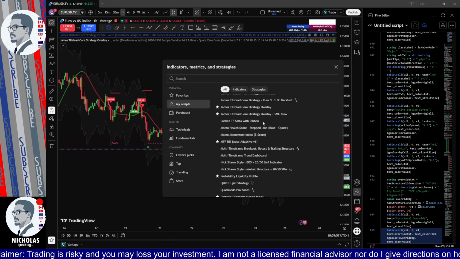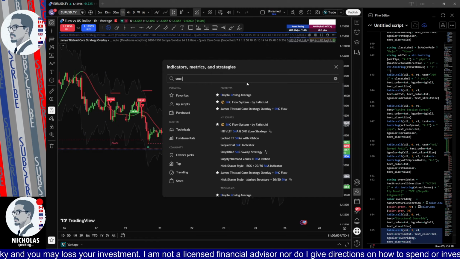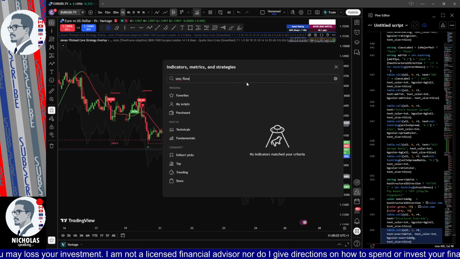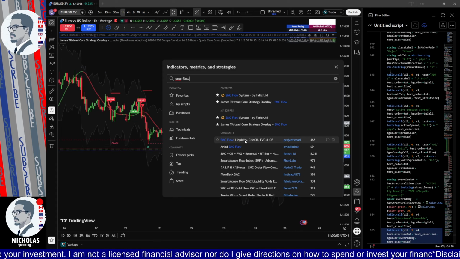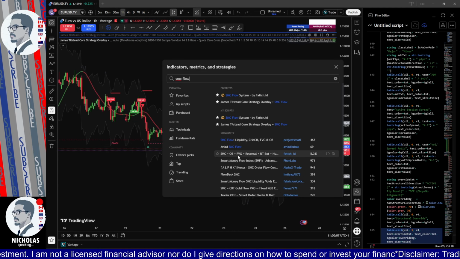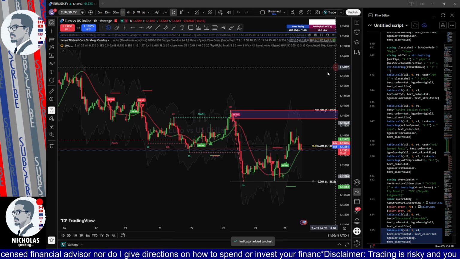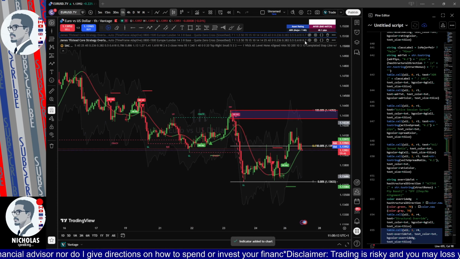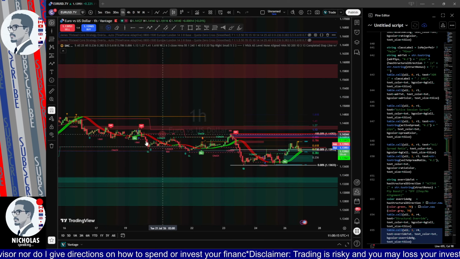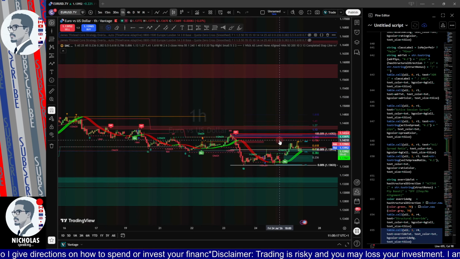Also, credit where credit is due. The SMC flow came from a person. I saw it here yesterday. This, where is it? This one. So this is where I saw it yesterday. This indicator has a lot of things. I'm going to turn off the one we're looking at, and you see it. So it has a lot of things.